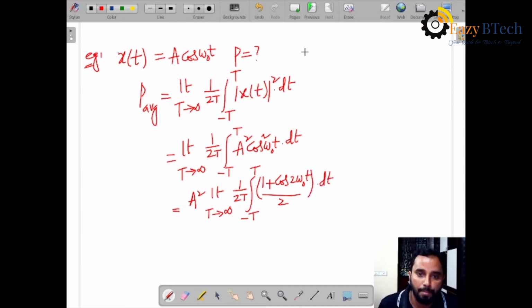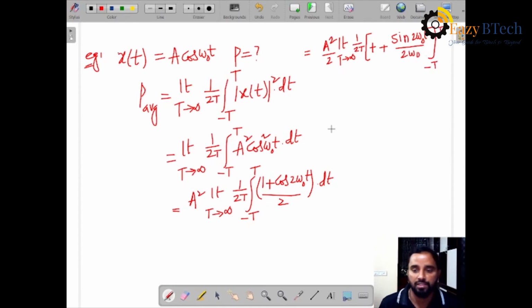So in the next step, A square by 2, I am writing this 2 outside, limit T tends to infinity 1 by 2T, integration of 1 is T, and integration of cos, sine 2 omega naught T divided by 2 omega naught, and the limits we have are minus T to plus T. Let's do the upper and lower limits substitution.